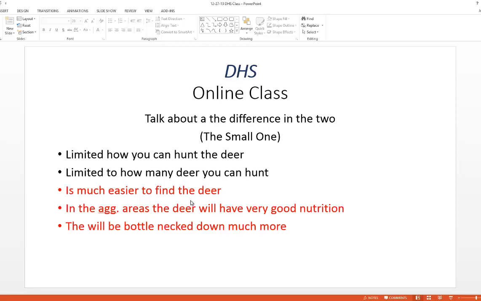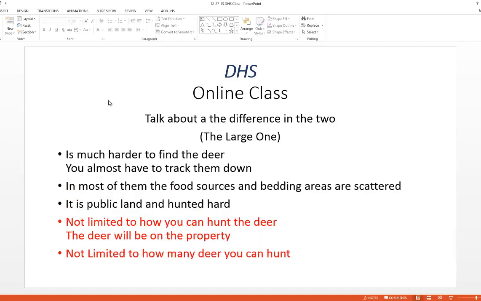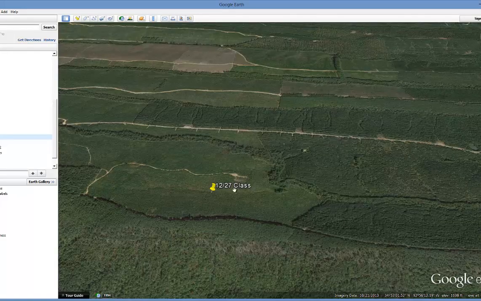Now the big area, the really big area, is kind of opposite. It's much harder to find where the deer are. I mean, when we looked at that area, let me go back to it just for a brief second. You look at this area here.